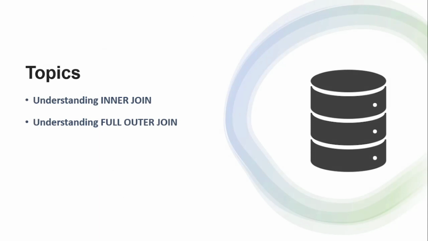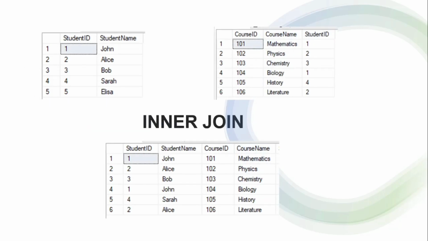Today we are going to learn about what SQL joins are, and what the difference is between the inner join and full outer join. In SQL, joins are used to combine rows from two or more tables based on related columns between them. There are different types of joins like inner join, left outer, right outer, and full outer join.